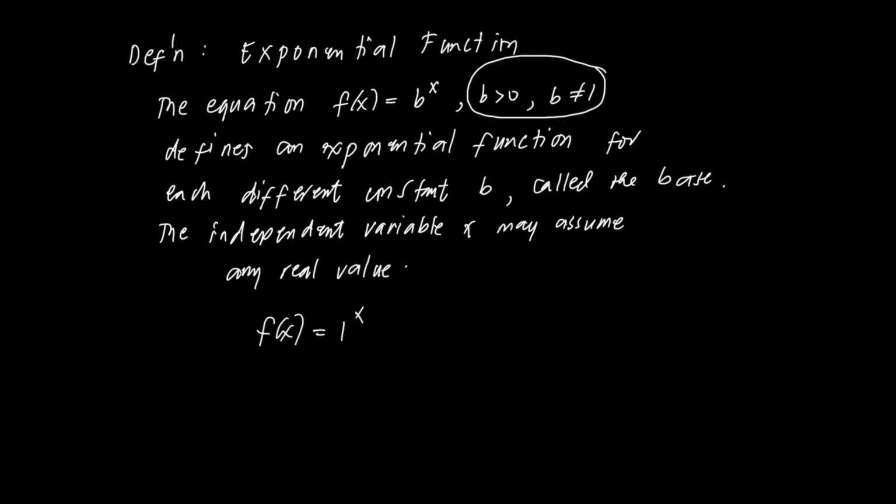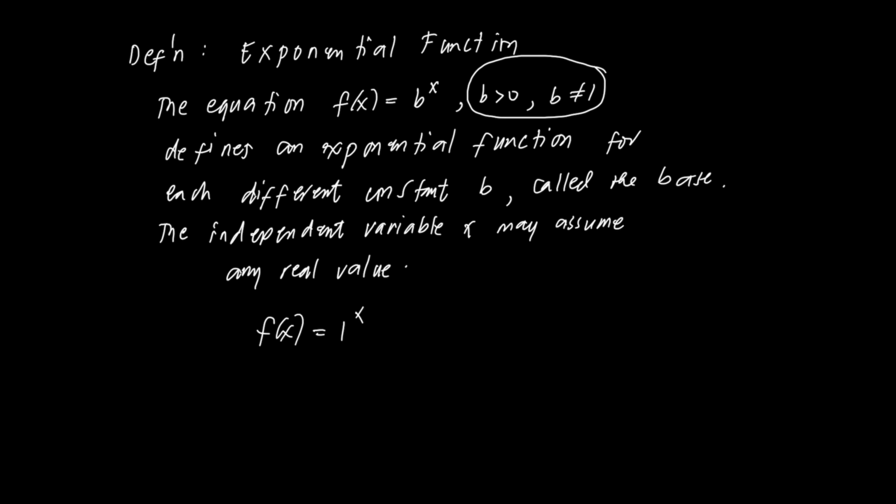And the b greater than 0 here is very important, because if b is negative, there is a way to solve it or to graph it, but we will be needing higher concepts in mathematics. So right now in this course, we will just be considering this exponential function as b to the x, where b is greater than 0 and b is not equal to 1.